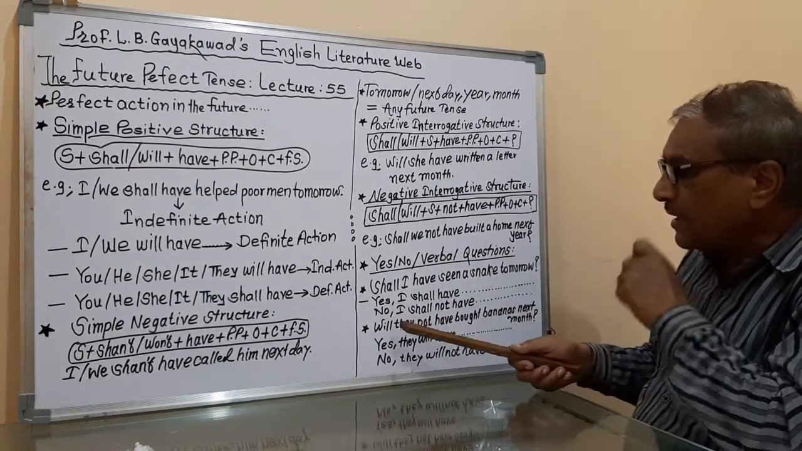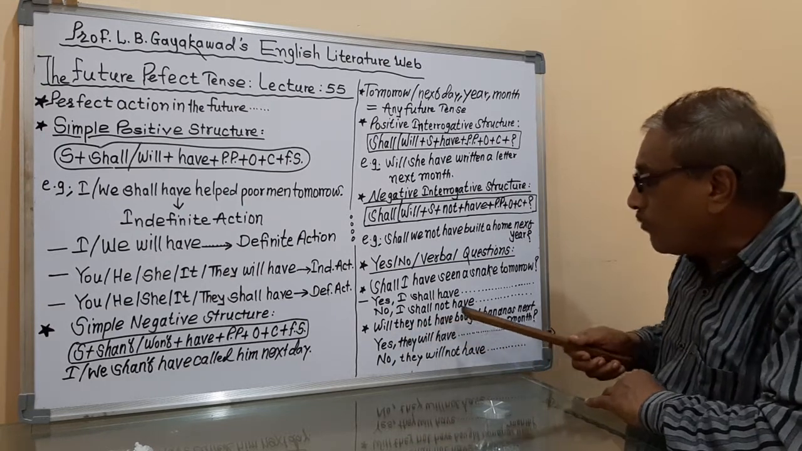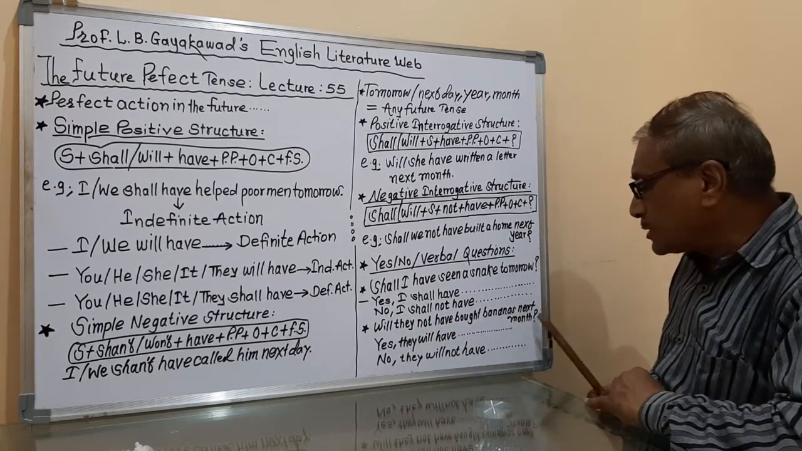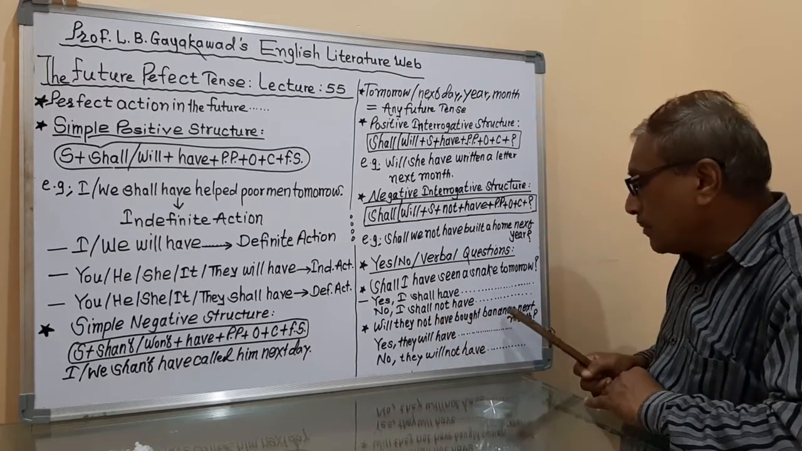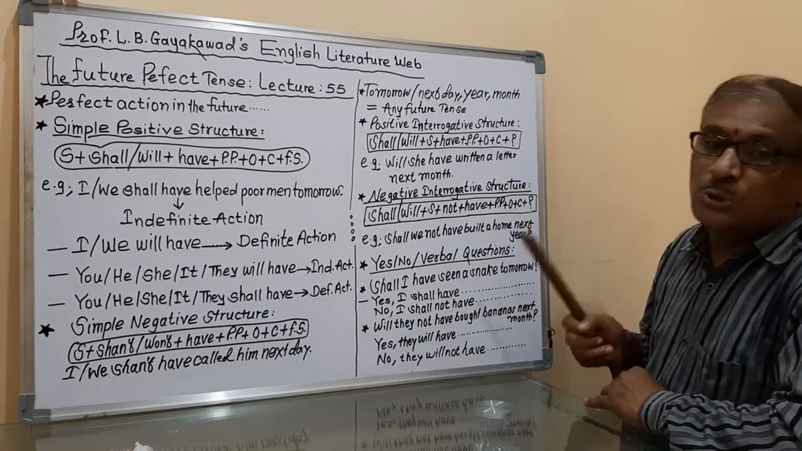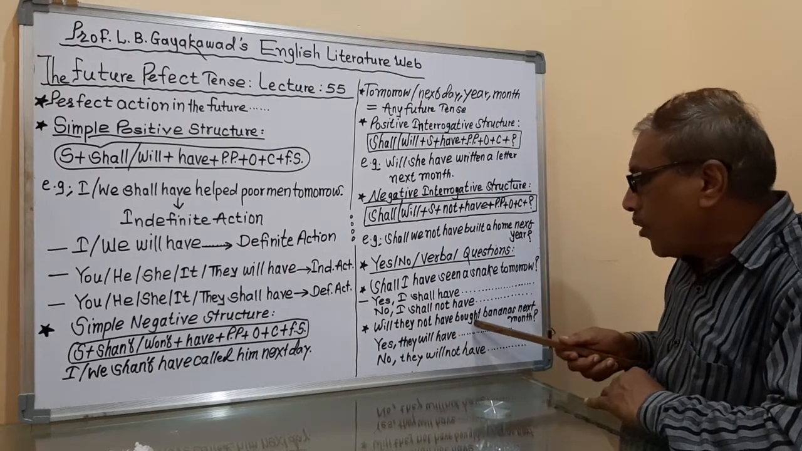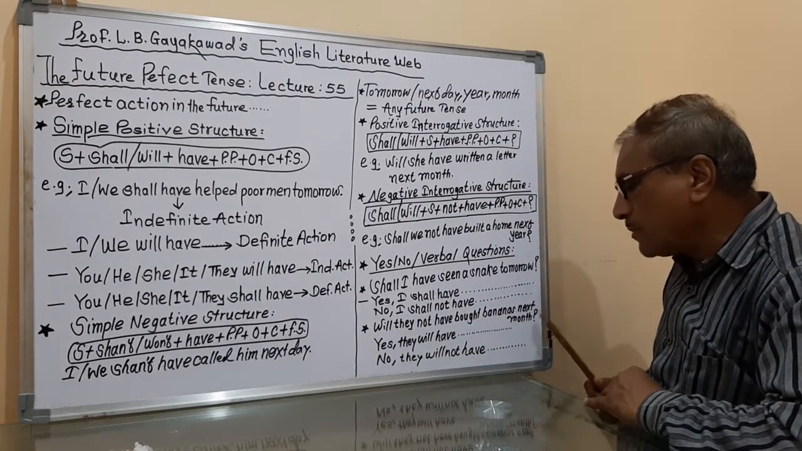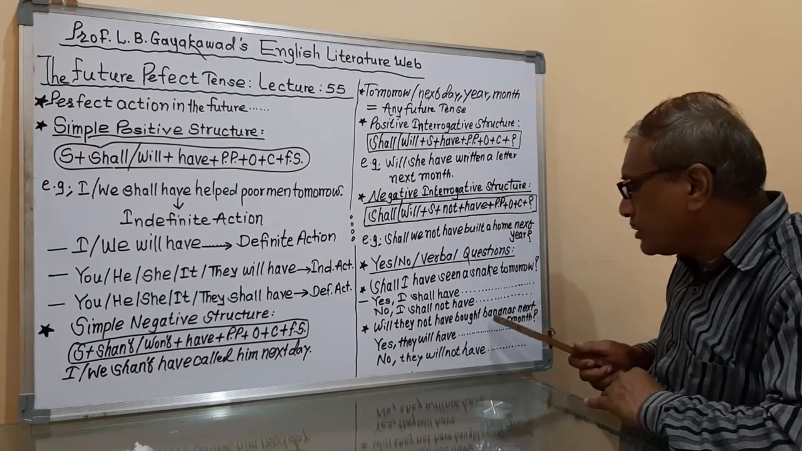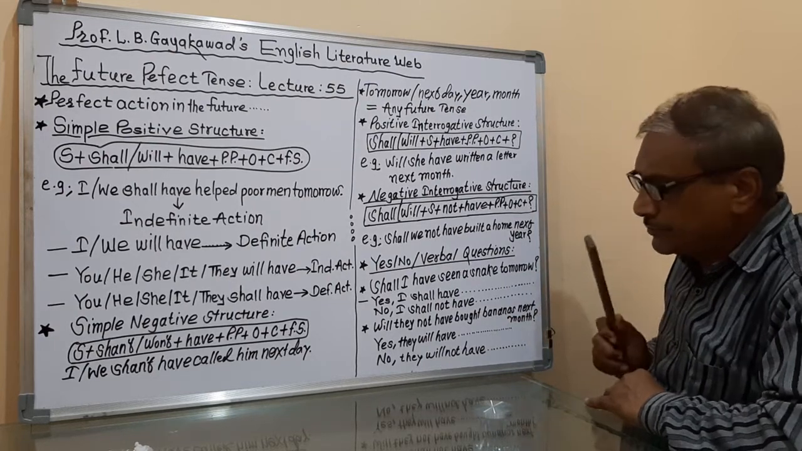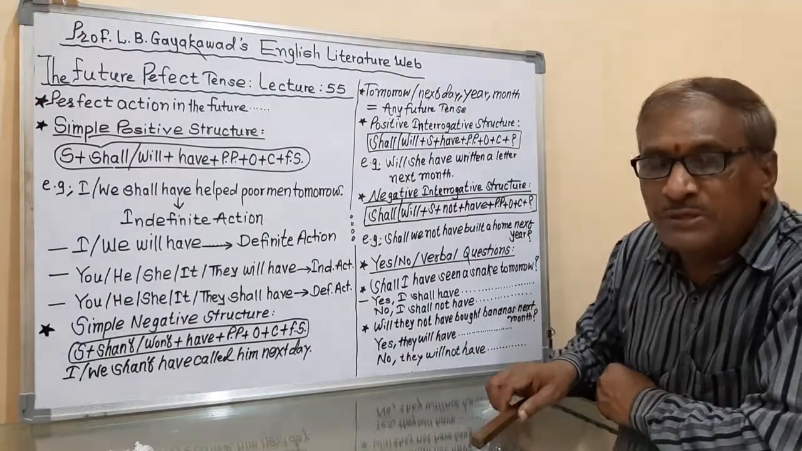The next question is: will they not have bought bananas next month? So the answer will be: yes, they will have bought bananas next month. No, they will not have bought bananas next month. So will not have means won't, and shall not have means shan't.